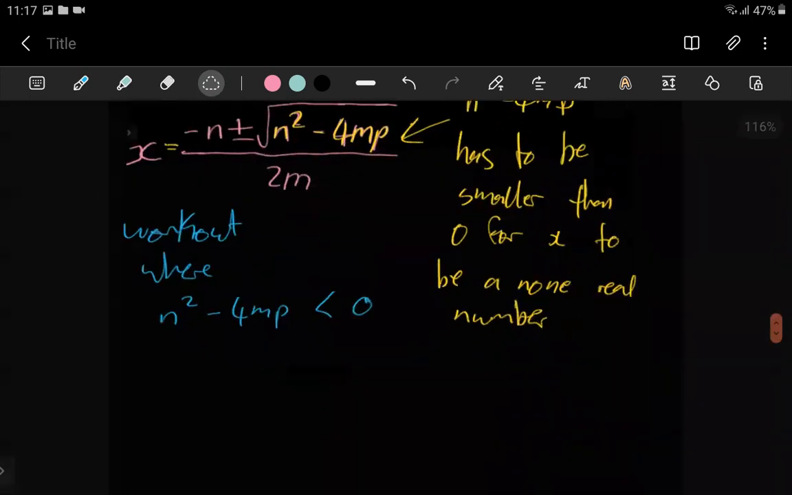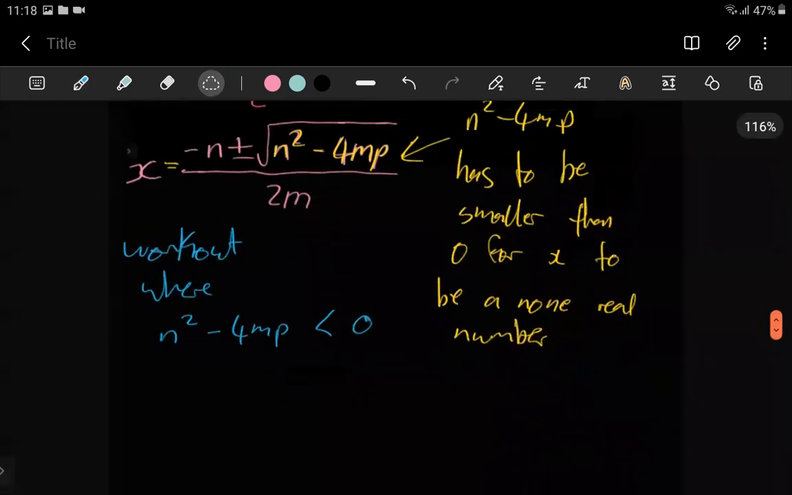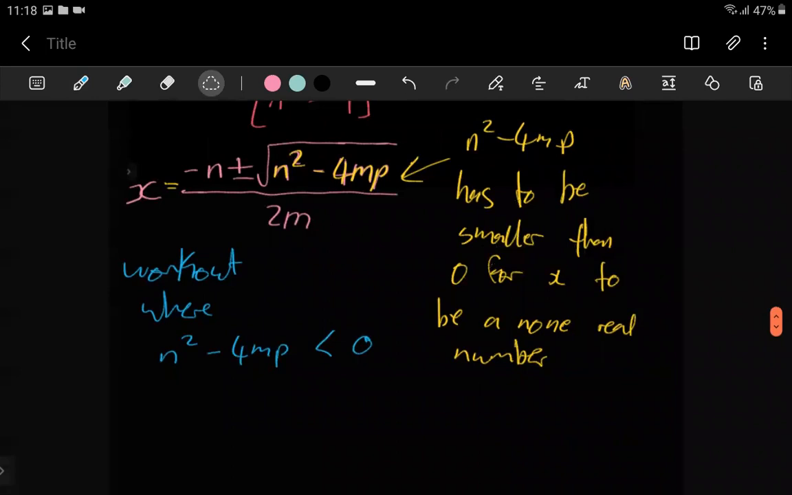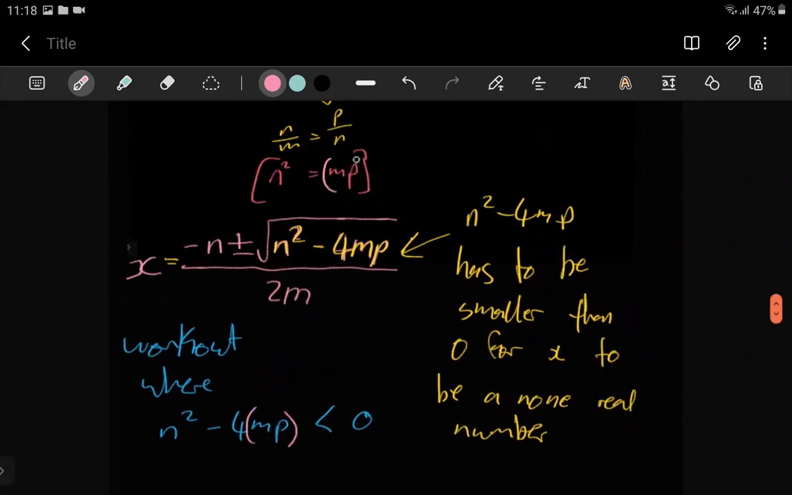Let's do that. So here we have to work out this expression because we're working out where this is smaller than 0. So when we see mp, we already know, can you see that mp is n squared? Yes. So we can name this equation number 1. Whatever we know here, n squared is just mp.